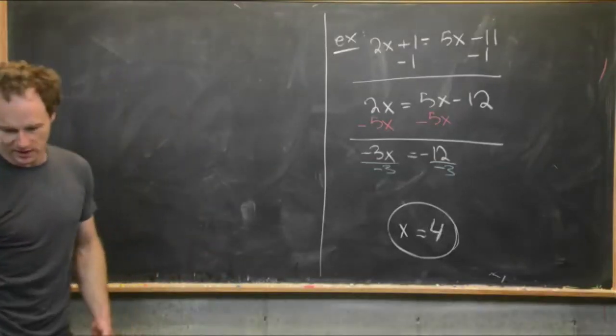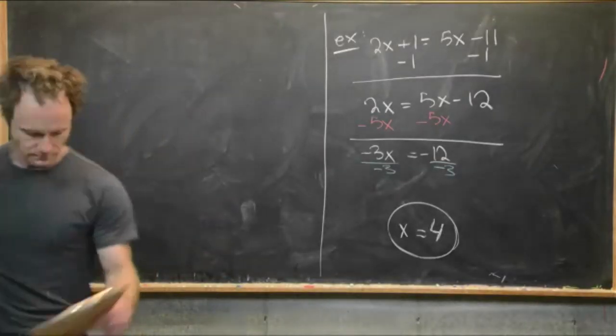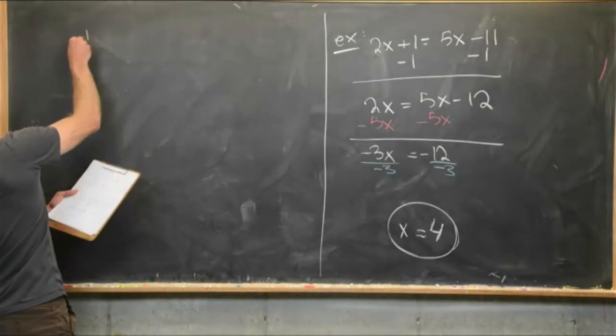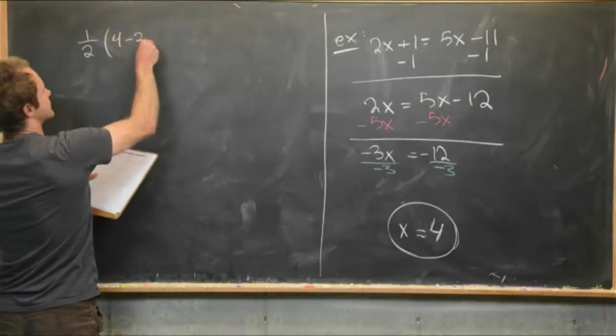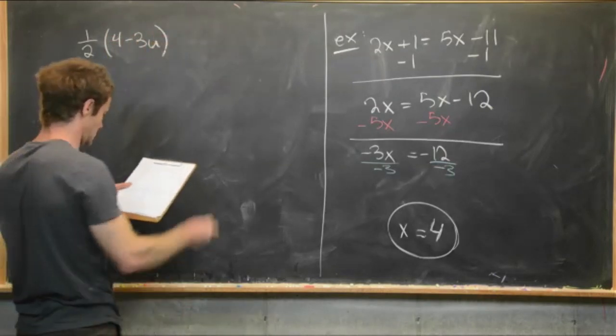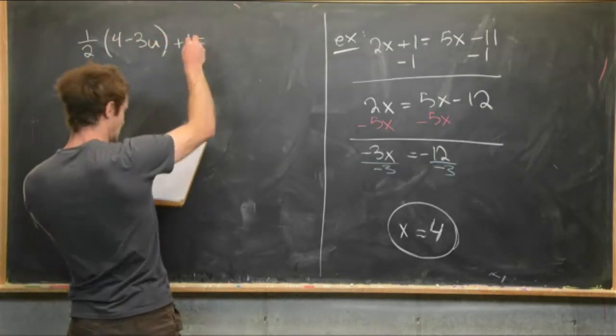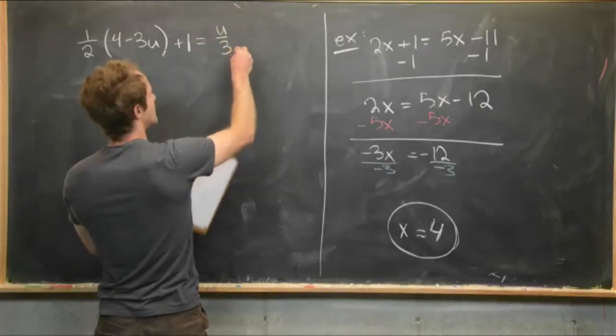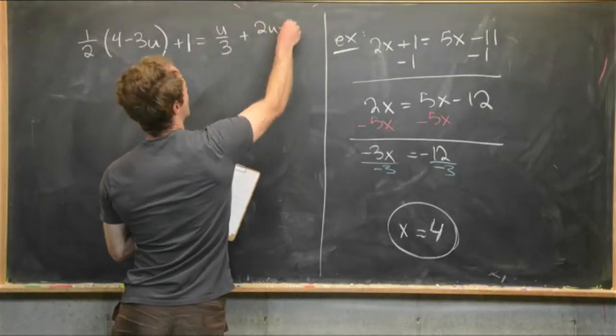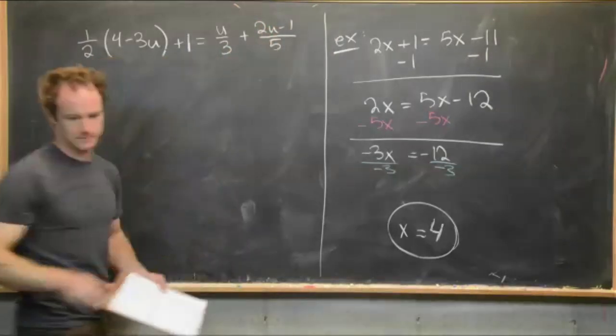Okay, so let's say maybe this one. 1/2 times 4 minus 3u plus 1 equals u over 3 plus 2u minus 1 over 5.